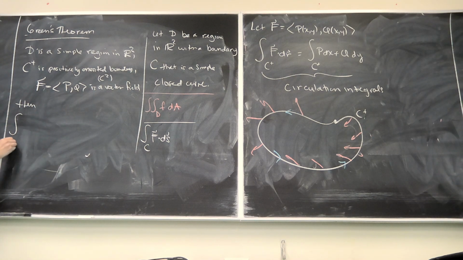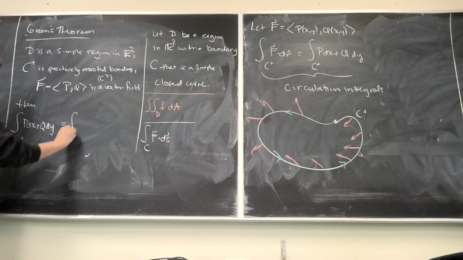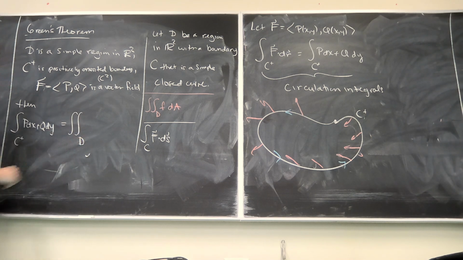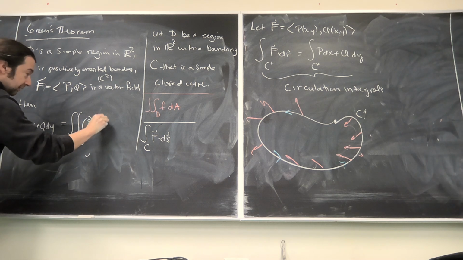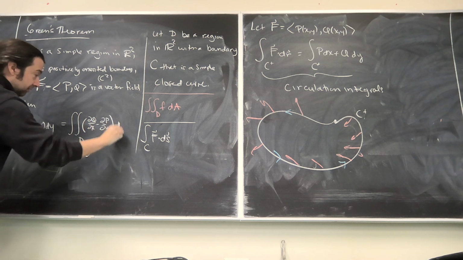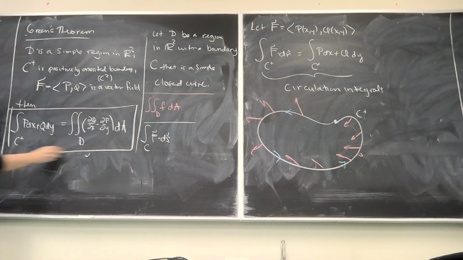the circulation of F around the boundary. Oh, hold on. I'm giving you the wrong version. I've got to give you the textbook version. The integral around C of P dx plus Q dy, which is the circulation of F around the boundary, is equal to the double integral on the interior of the scalar function dQ/dx minus dP/dy dA. This statement right here is Green's theorem.